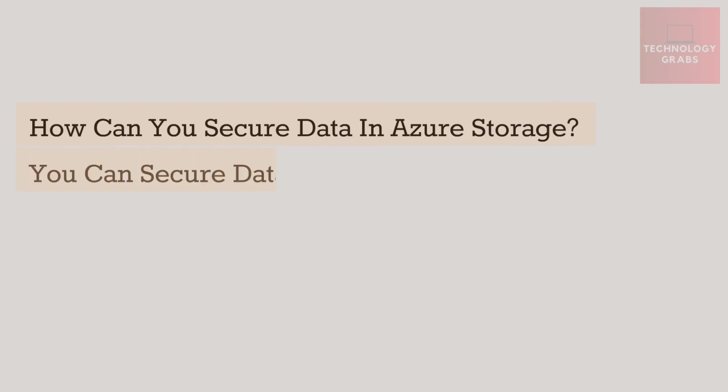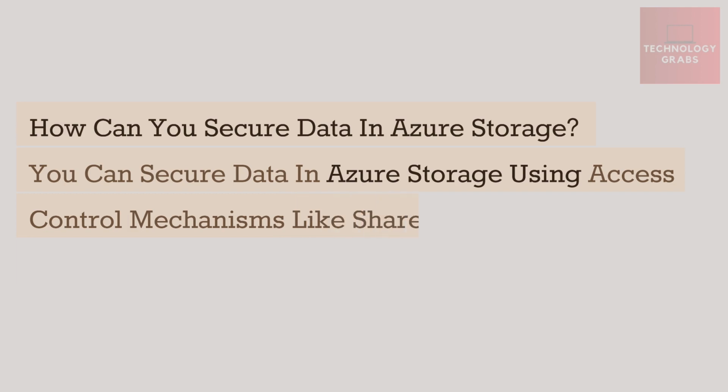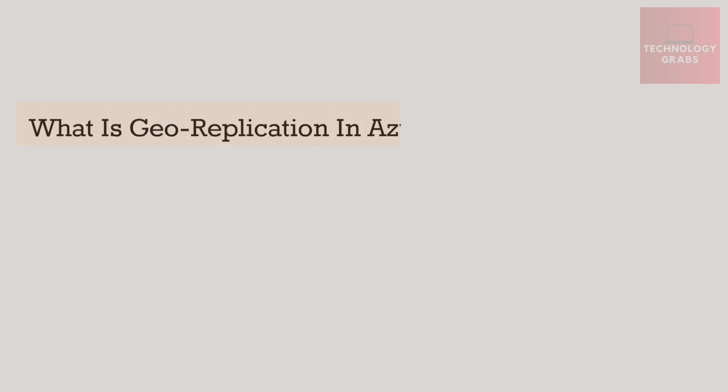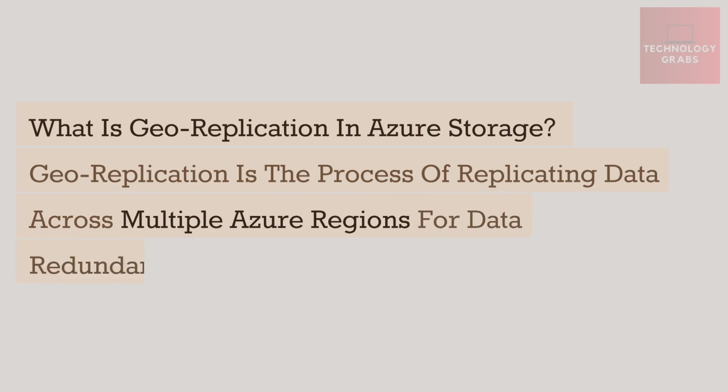How can you secure data in Azure Storage? You can secure data in Azure Storage using access control mechanisms like Shared Access Signatures (SAS), Azure RBAC, and encryption at rest. What is geo-replication in Azure Storage? Geo-replication is the process of replicating data across multiple Azure regions for data redundancy and disaster recovery purposes.